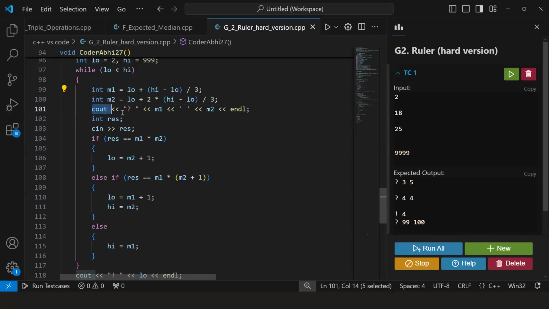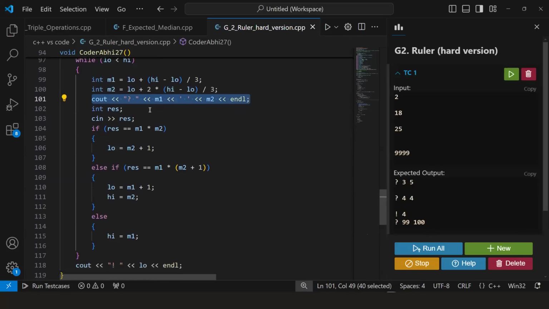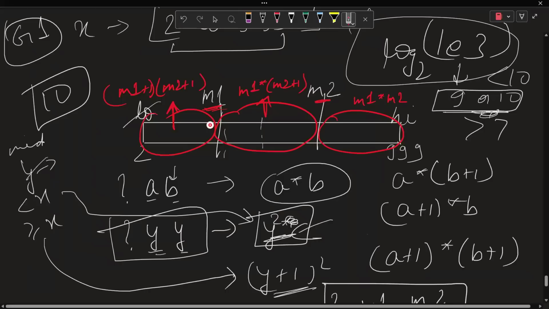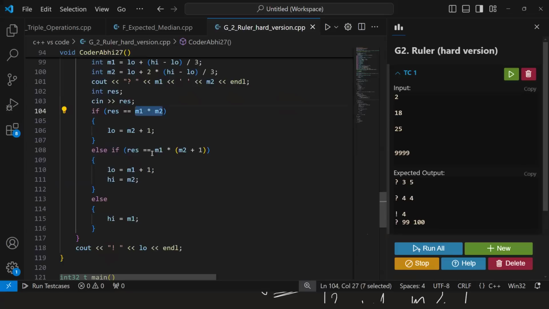We would do the query of ? M1 M2. This is the query we did. Now we got the result through cin in res. We would check if the result is M1 * M2. What was M1 * M2? This result. If we got this, we would change our low to M2 plus 1.